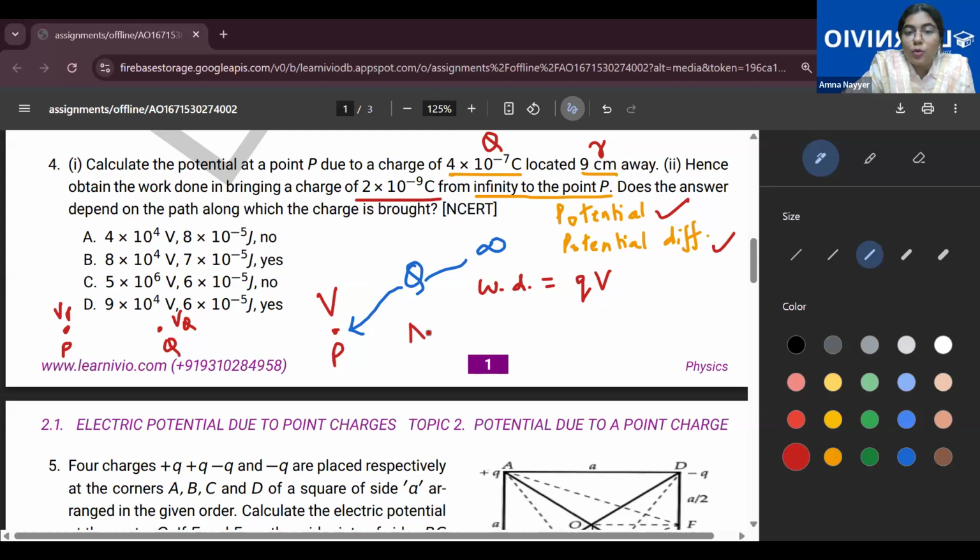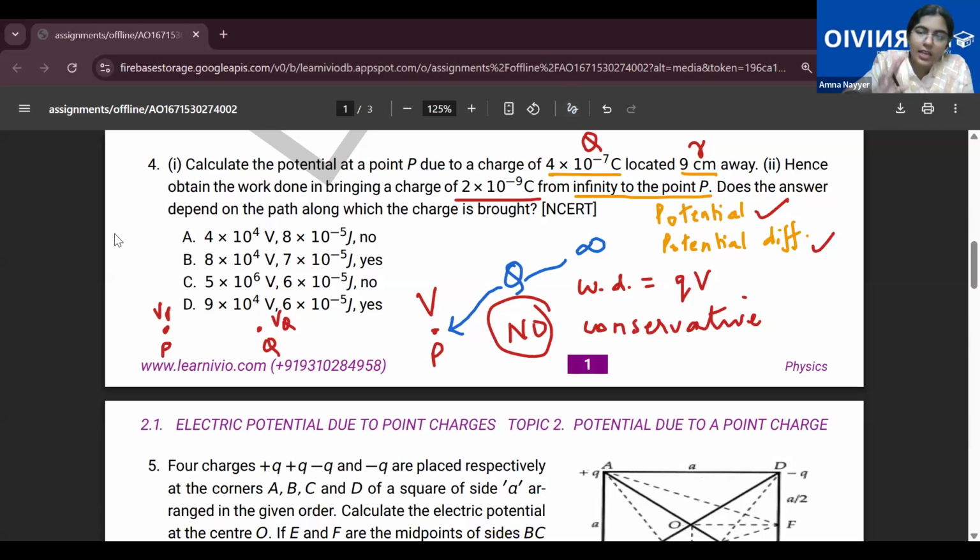See, the answer is no. The reason is that these are conservative forces. Work and potential energy always depend on conservative forces. What are conservative and non-conservative forces? Recall class 11th, you must have done this. Conservative forces are those forces which just depend on the initial and the final point. That's it. They do not depend on the path traveled, whether it's brought from infinity to this point or wherever, however it has been brought.